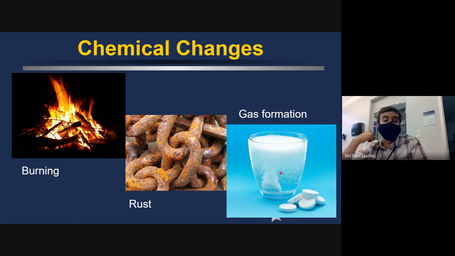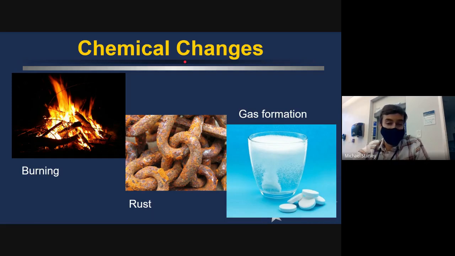Same thing as earlier, when I was talking about how forming a new gas can be a sign of a chemical change. That's what happens when you take an Alka-Seltzer tablet and drop it into water. The Alka-Seltzer is a special medicine that helps with heartburn. When you drop it into a glass of water, all of this fizzing starts going on. That's because the water and the coating on the outside of the tablet are reacting with each other, going through a chemical change.